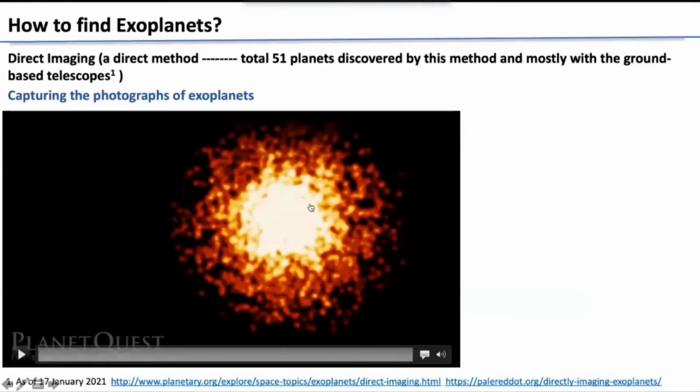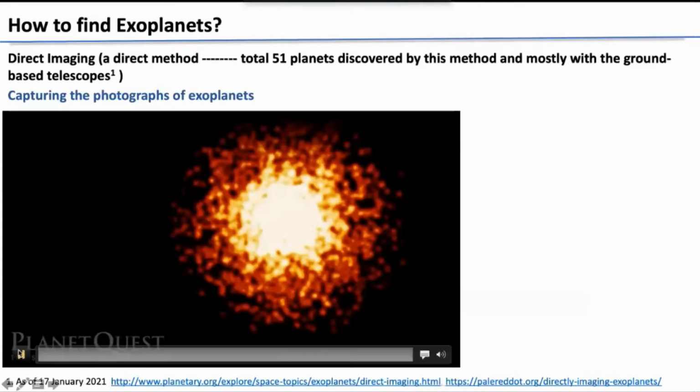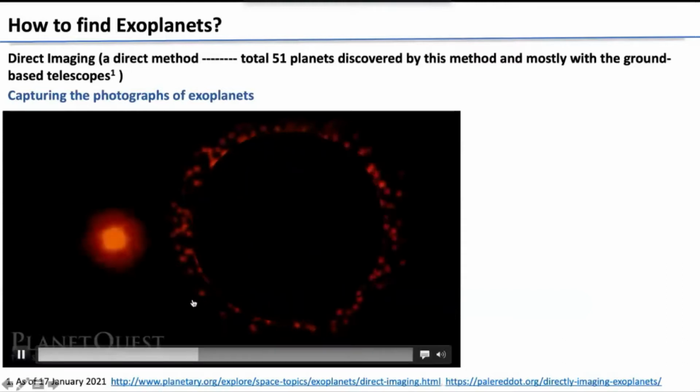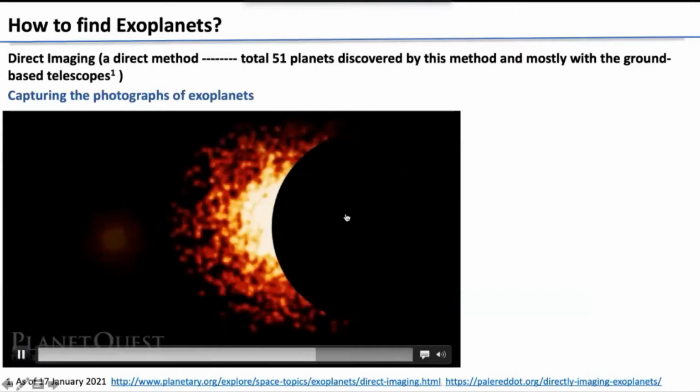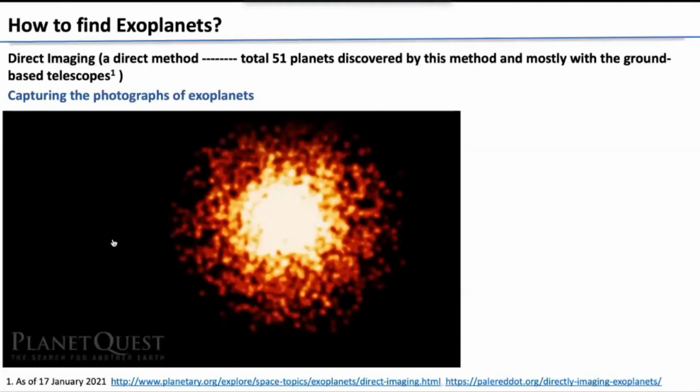So the same way, you can't see an exoplanet just like that around a star. You need to first block the light of the star in order to see a faint signal around it. So it may seem very easy and straightforward. It's not. It's very difficult, but this is the concept. You block the light of the star, and then you find a signal of a planet around it, and you take an image of it.